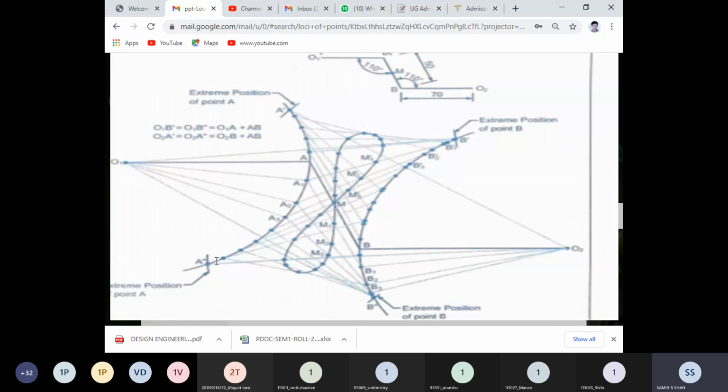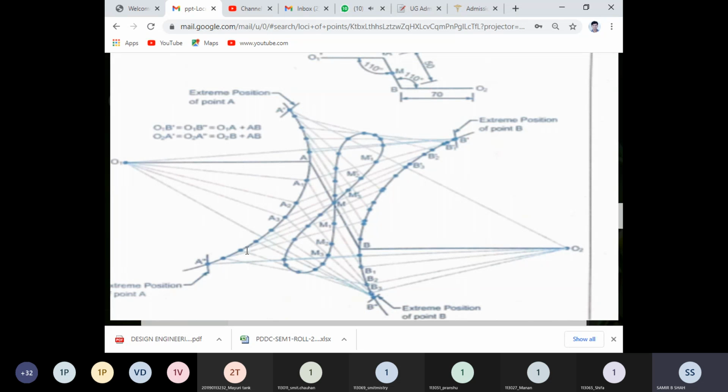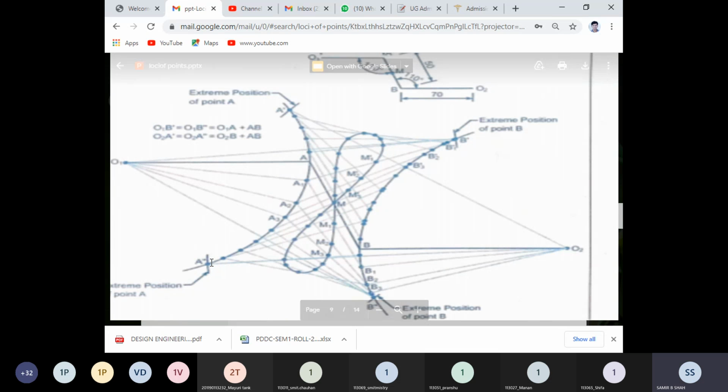Assume that the crank O1A initially moves clockwise. And we are right now assuming that O1A moves in the clockwise direction, and start the naming with A1, A2, A3. Before that, you just join O1 with B double dash and B dash, and O2 with A dash and A double dash. Whichever extreme points we are getting from the O1 and O2 centers, join those as well.